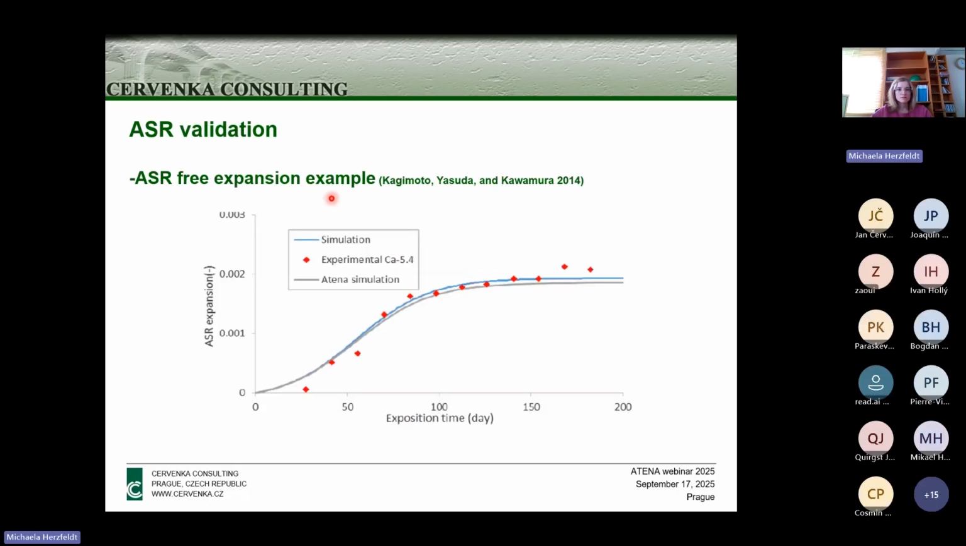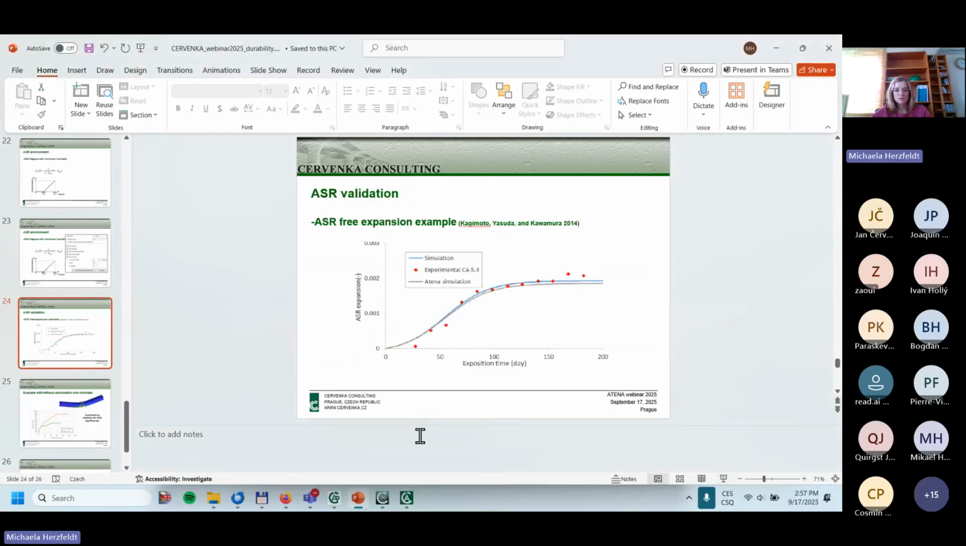Yeah, finally, this is one of the examples that were simulated in ATENA, where you have some experimental values, and you can also get some ASR expansion thanks to our software. And this is mostly what we have here for ASR.